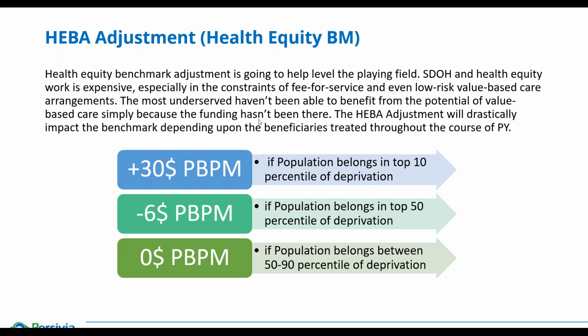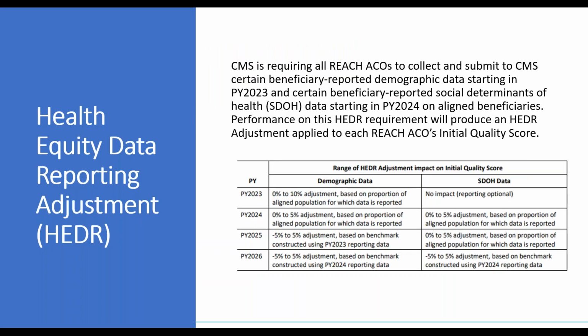And if our population belongs in the 50 to 90th percentile of area deprivation, there is no change in the benchmark amount. Now, for beneficiaries to be under the health equity benchmark or to be part of this, there are two conditions. They should have dual eligibility status at beneficiary month level. And second, as we spoke about, is the area deprivation index.